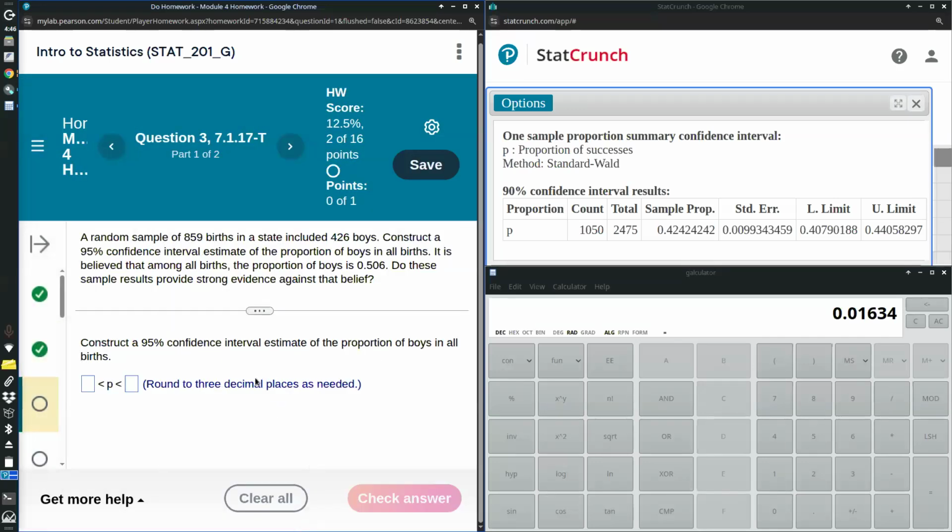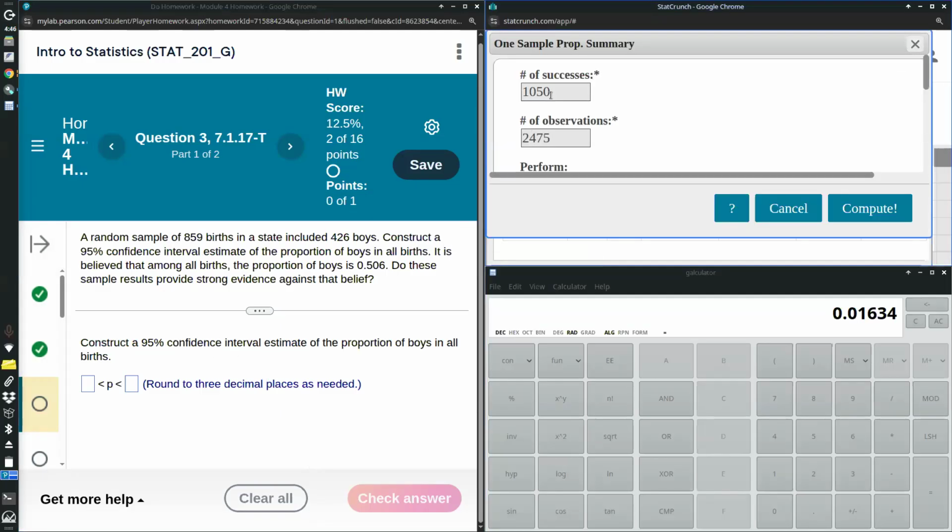Okay, this one is really easy. Just construct one part. We're just constructing the confidence interval. So we're just again going to go to options and edit. So we have 859 total births and 426 boys.